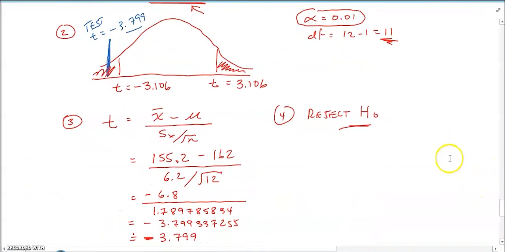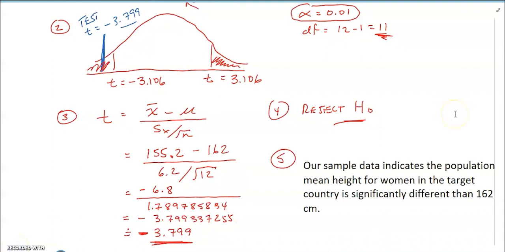All right, so putting that together as a statement, we would have the following. Our sample data indicates the population mean height for women in the target country is significantly different than 162 centimeters.